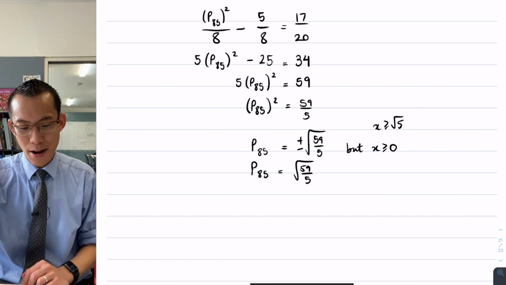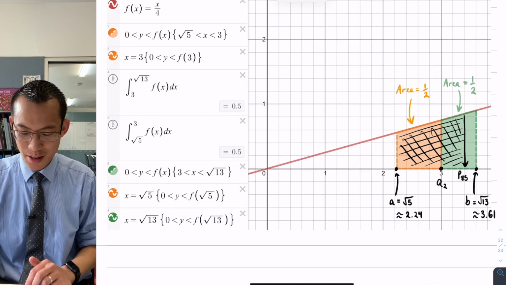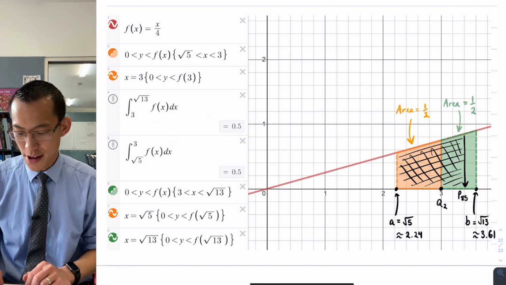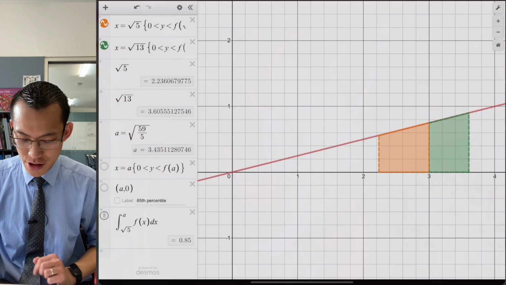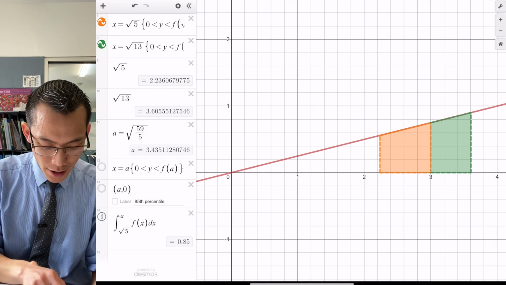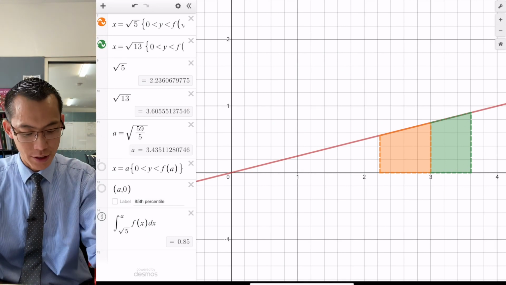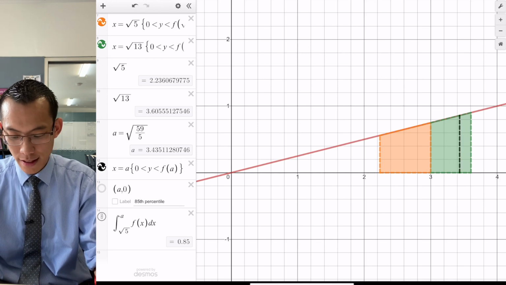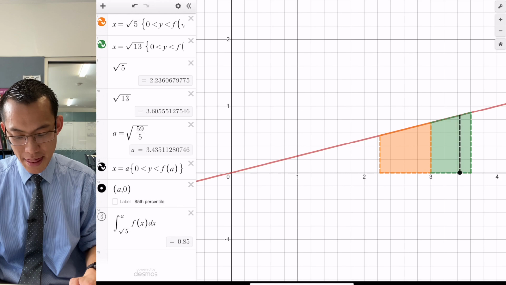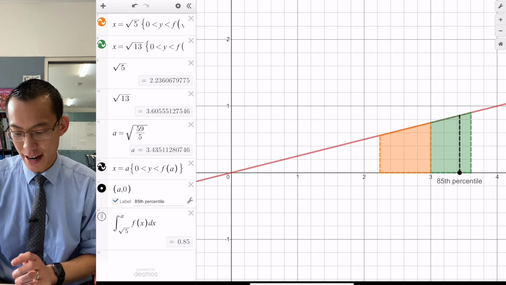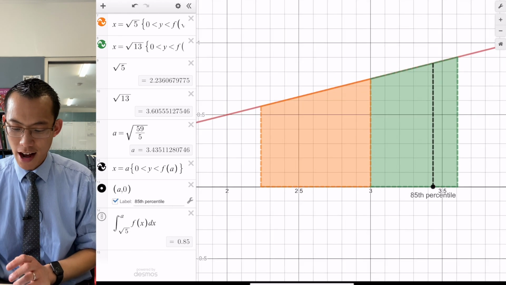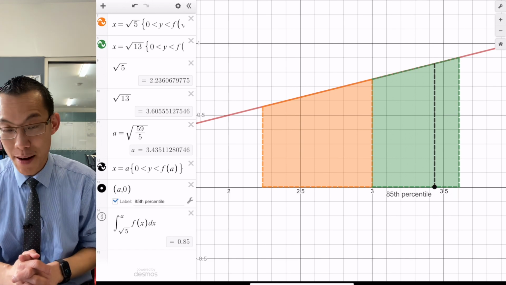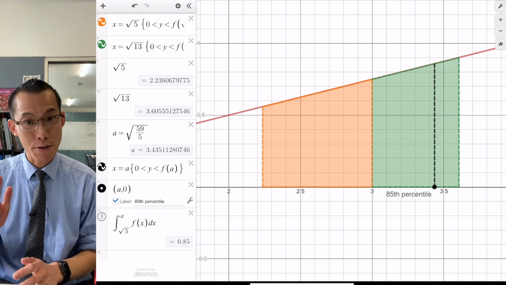Now, thankfully, I've already gone and fiddled with this. The graph that you saw before, I still have it in Desmos here, and you can see I've gone ahead and worked out what that square root of 59 on 5 is. It's about 3.435. If you put that line in there, that is the 85th percentile, and hopefully when you have a look at that, it's not bad in terms of what I eyeballed before. The 85th percentile is pretty high up.